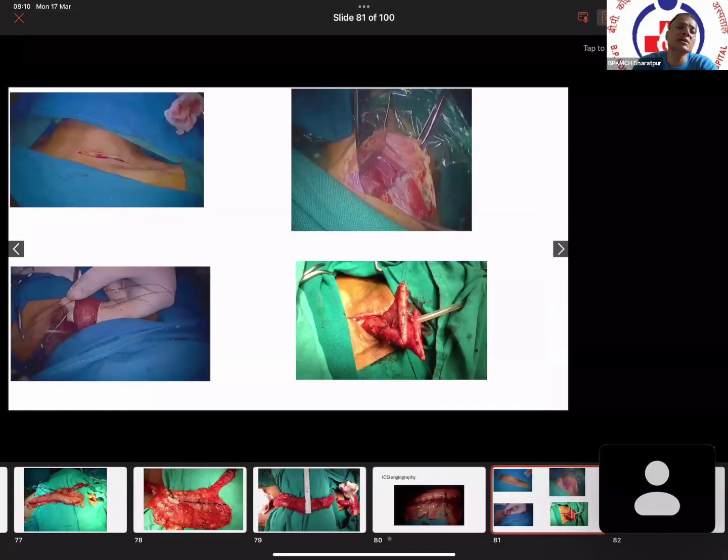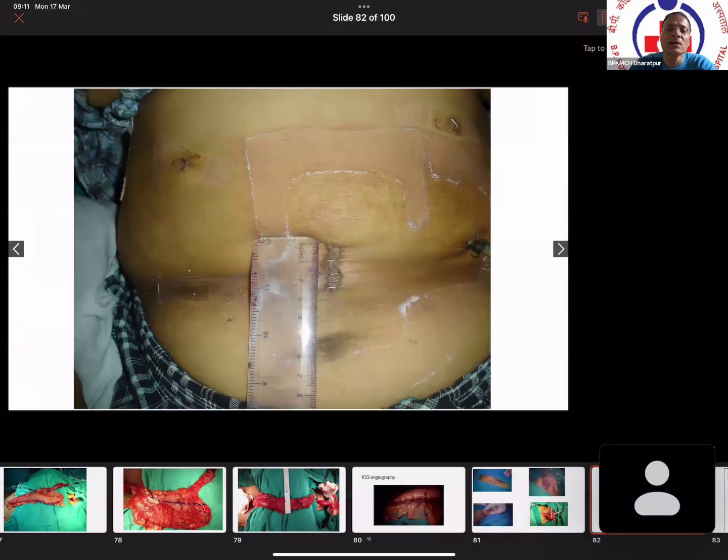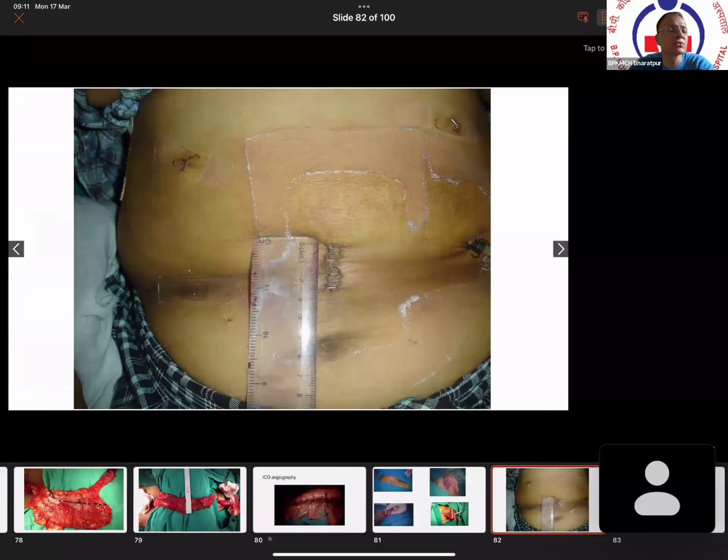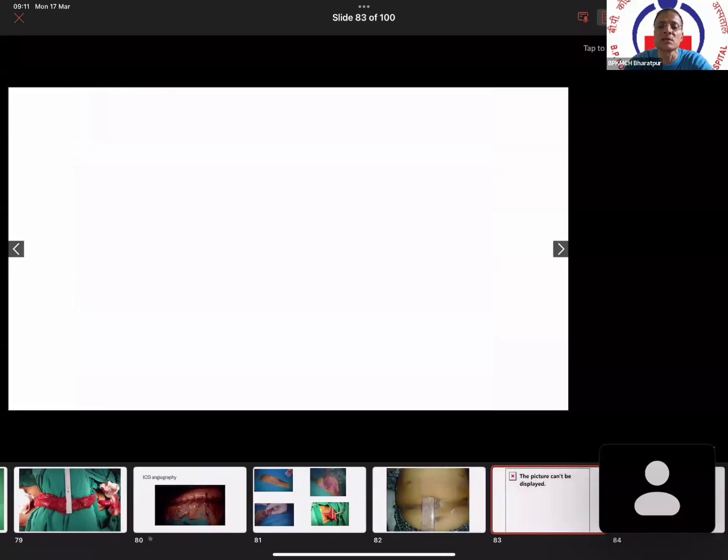At the last, we make the neck incision like shown here, and we make the anastomosis either hand-sewn or stapled. And this is the picture of the gastric conduit mobilization at the end of the surgery.